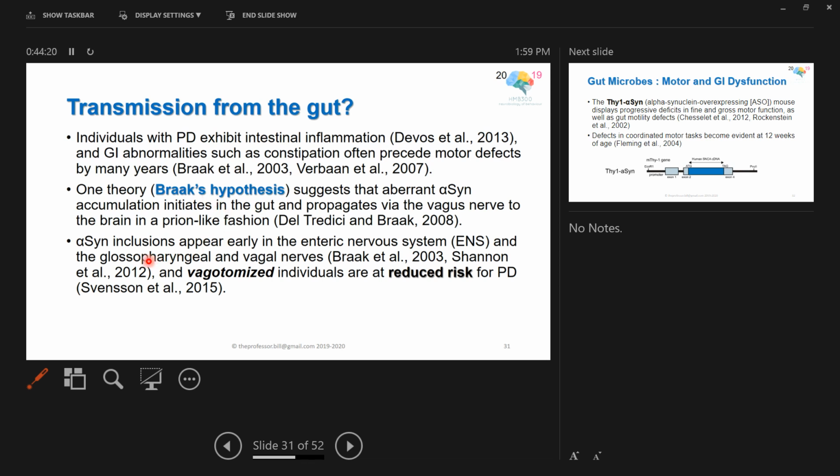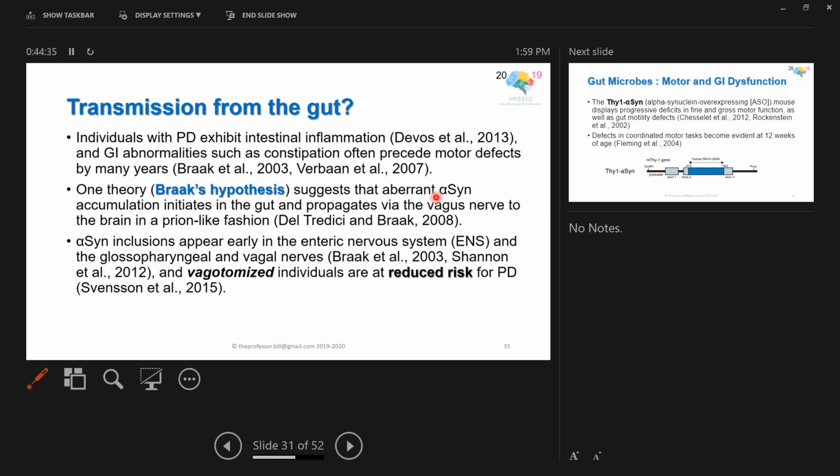So I just wanted to go back and emphasize a couple of things. One of the things that you can test, in most of the studies that we looked at, we actually didn't look at Braak's hypothesis, because Braak's hypothesis is very, very specific.